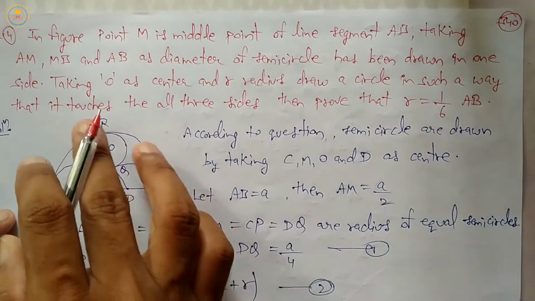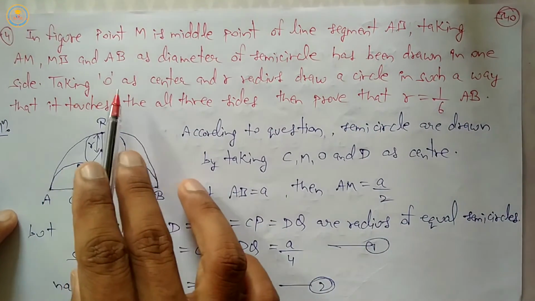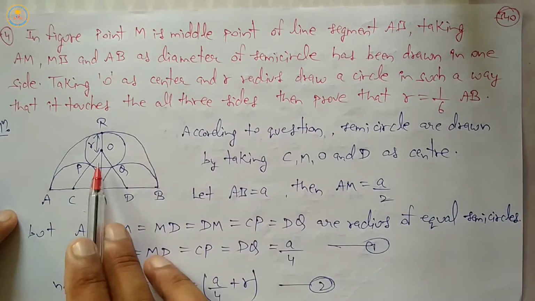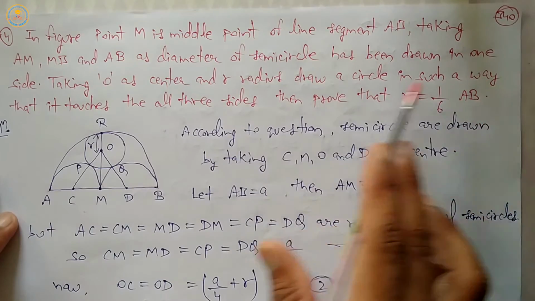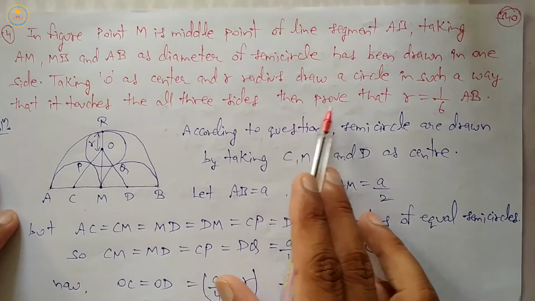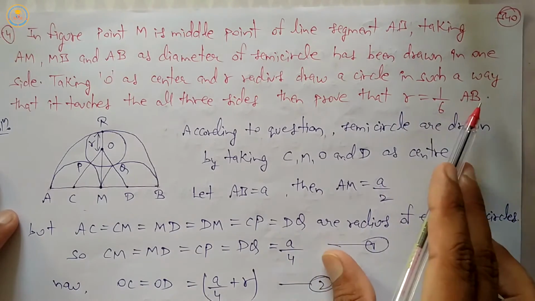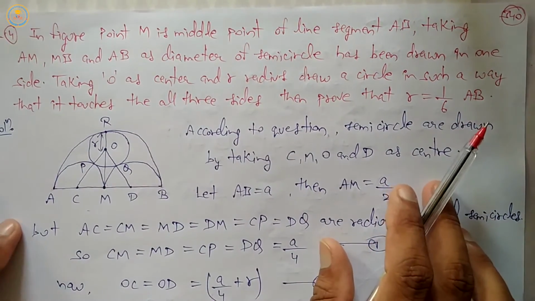Now, one more circle has been drawn on one side, taking O as the center and R as the radius, in such a way that it touches all three semicircles. Then prove that R equals 1 by 6 of AB.